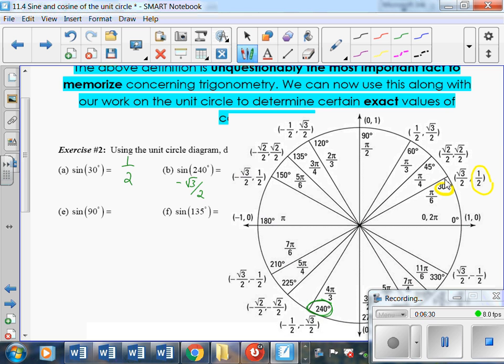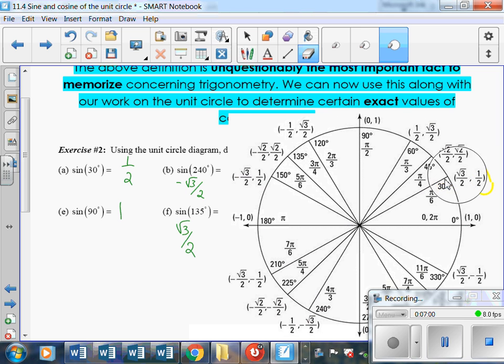So the sine of 90 is all the way up here. Sine of 90 is 1. And the sine of 135, here's 135 in the second quadrant, and my sine is going to be √3/2. So this is just strictly coming off of our unit circle diagram, which you guys should have with you from 11.3.